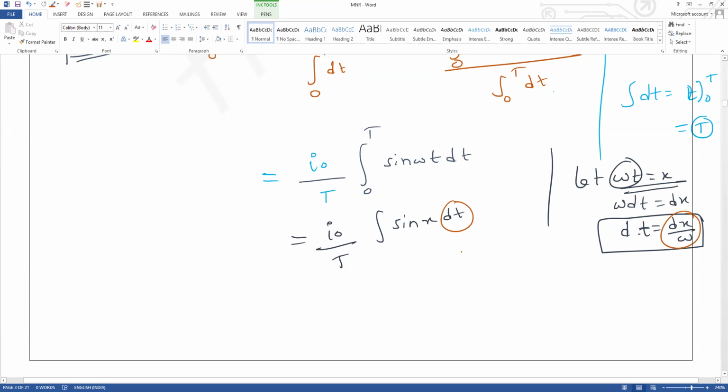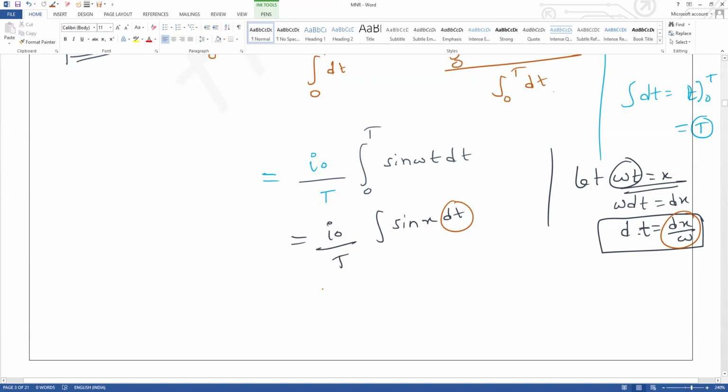Why am I writing it in the form of dx by omega here? Can anybody tell me? Because dt cannot be the differentiation of sin x. We cannot do sin x with respect to dt. Sin x into dx we can do; sin x into dt we cannot.